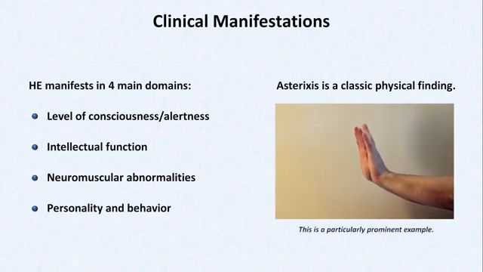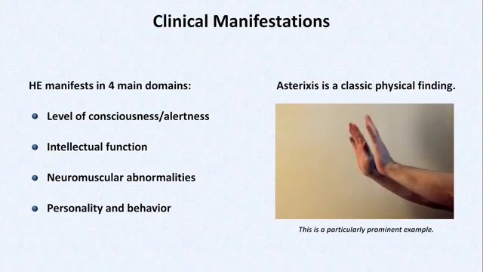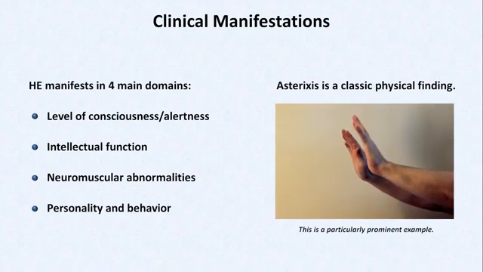This is sometimes referred to as negative myoclonus. Importantly, asterixis is not specific for hepatic encephalopathy, but can also be seen in other forms of toxic metabolic encephalopathy, including uremia and hypercapnia.